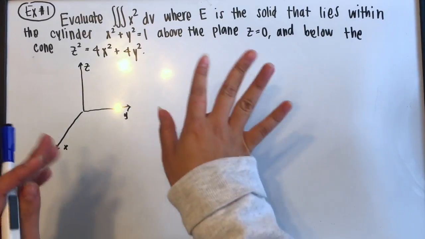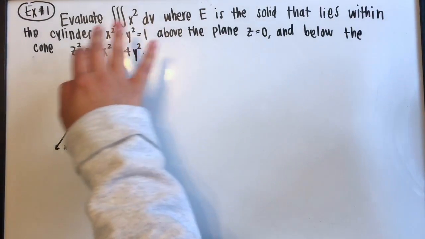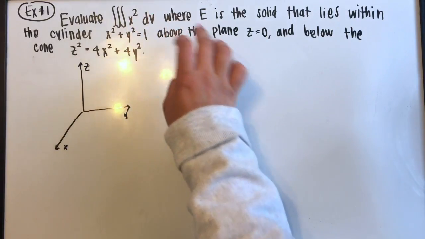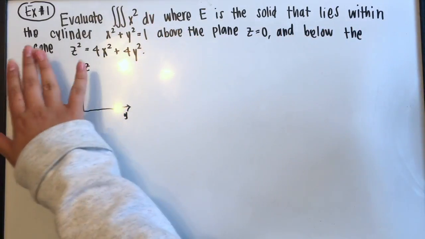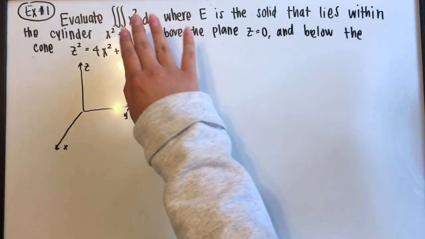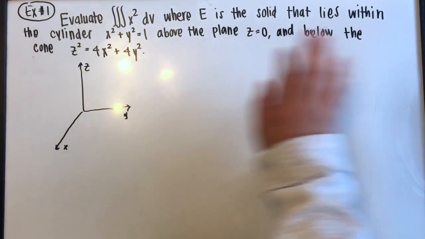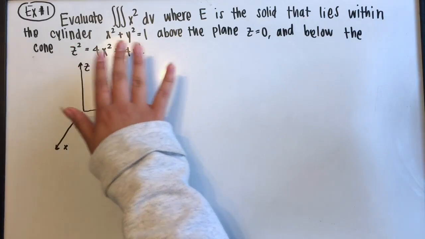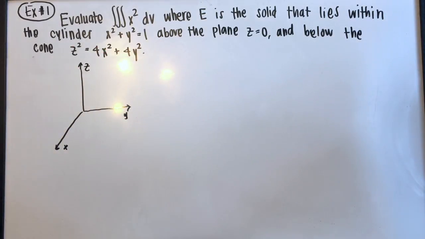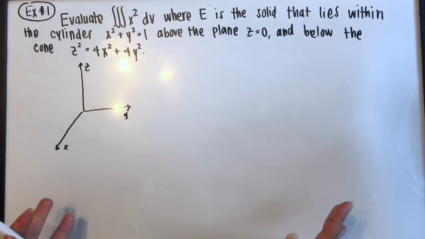Alright, so our first example is this. It says, evaluate the triple integral of x squared dV, where E is a solid that lies within the cylinder x squared plus y squared equals 1, above the plane z equals 0, and below the cone z squared equals 4x squared plus 4y squared.